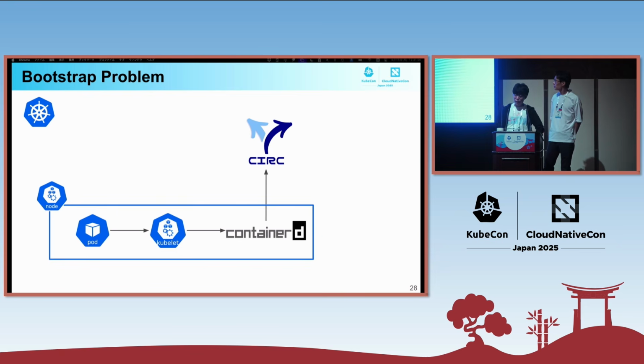The first big problem we faced is what we call the bootstrap problem. CIRC itself is typically deployed as a pod. So how does it pull the CIRC image itself, if CIRC is the main image proxy? Or what about other critical system pods like the CNI plugin, which need to start very early, possibly before CIRC is fully operational? This problem is most acute during node startup.